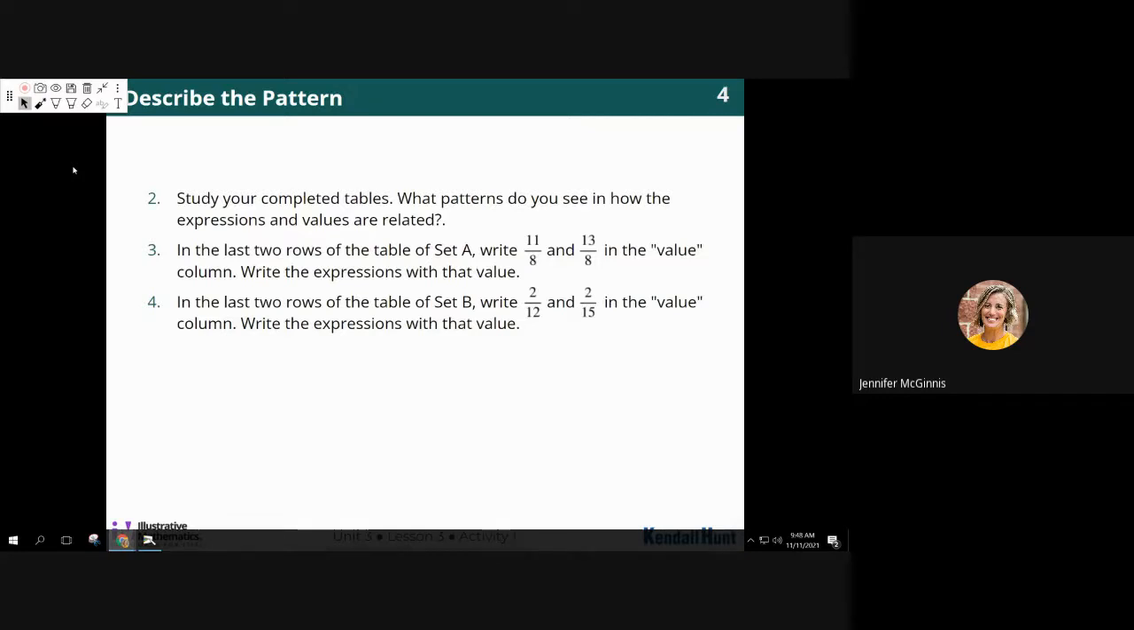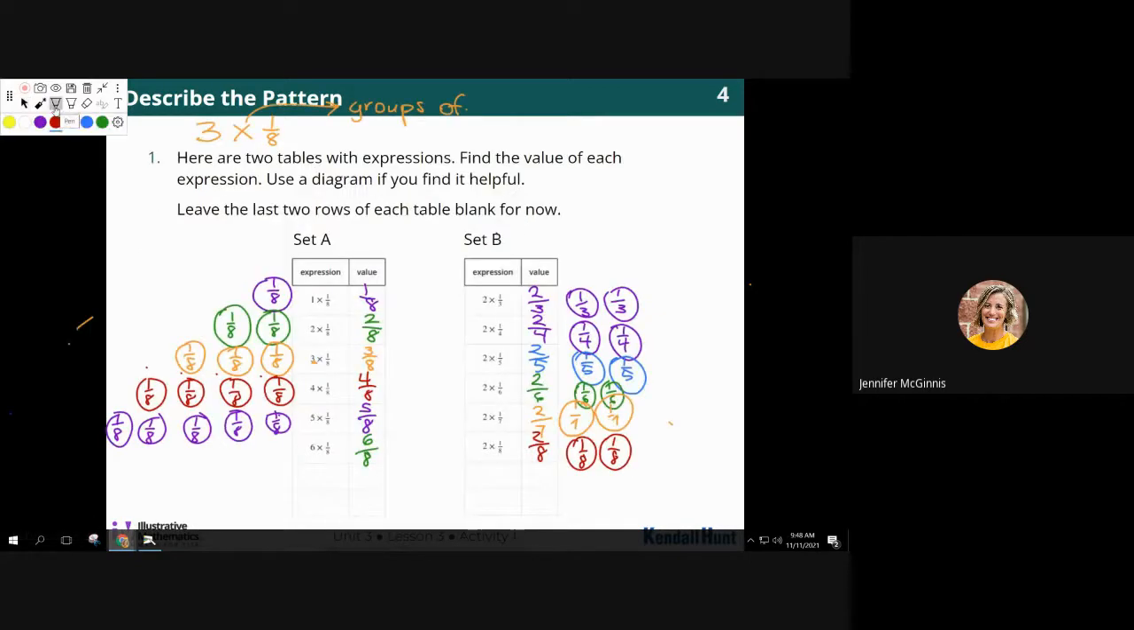Okay, here we go. Are you ready? In the last 2 rows of the table of set A, write 11/8 and 13/8 in the value column. 11/8 and 13/8. Use your table to write that value. Write the expression. What's the expression going to be here? 11. Talk to your table. 13.